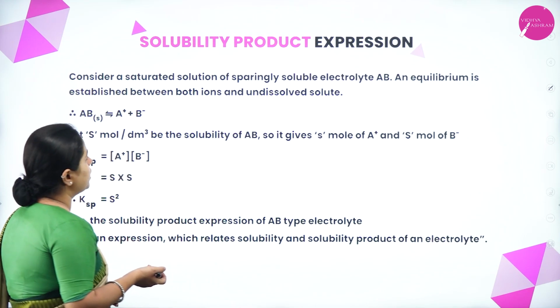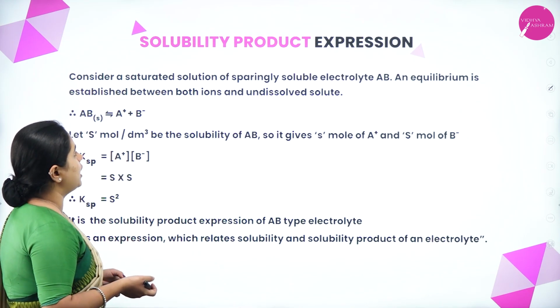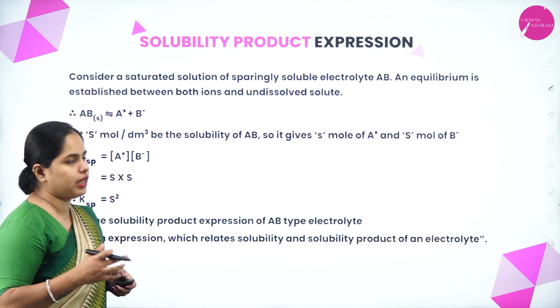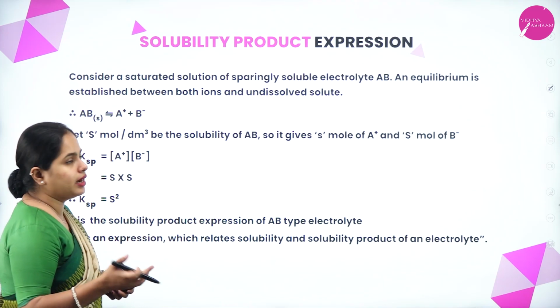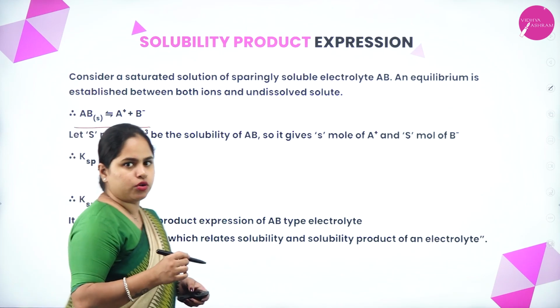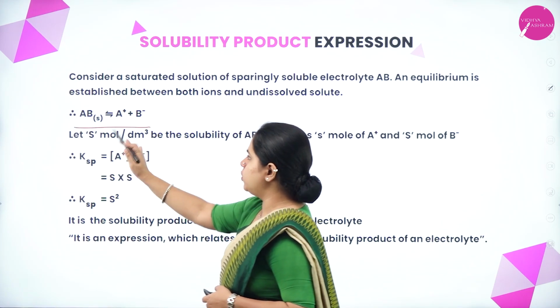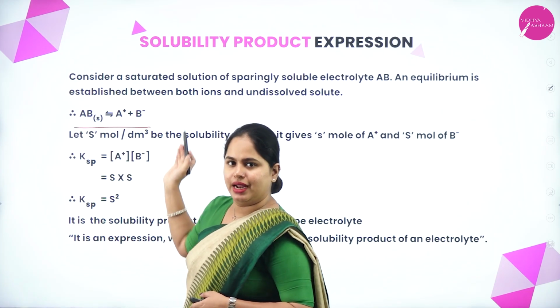The next one is solubility product expression. Consider a saturated solution of a sparingly soluble electrolyte AB. An equilibrium is established between both ions and undissolved solute. So the same case we are going to consider here. You have an equilibrium existing between AB and its ions.